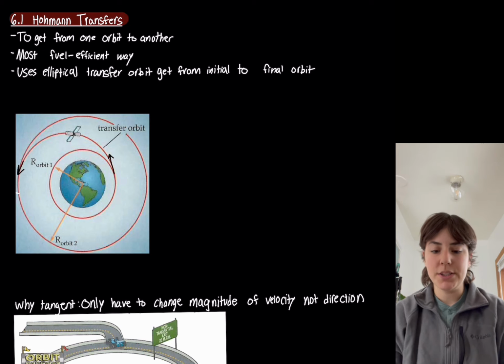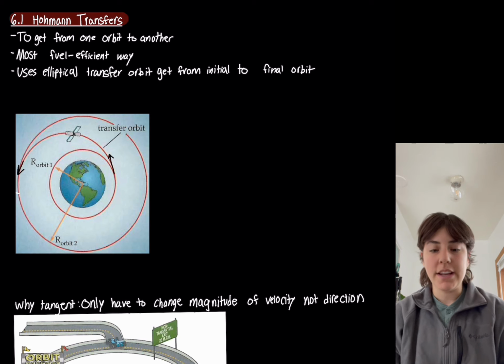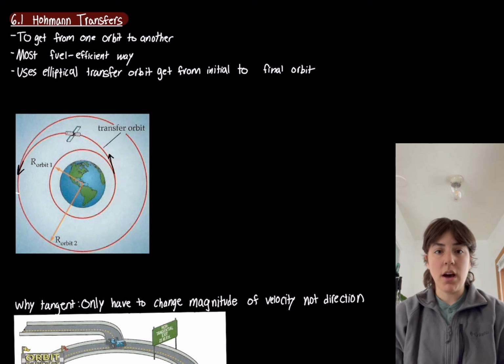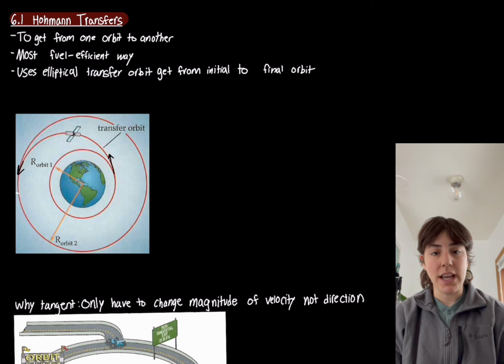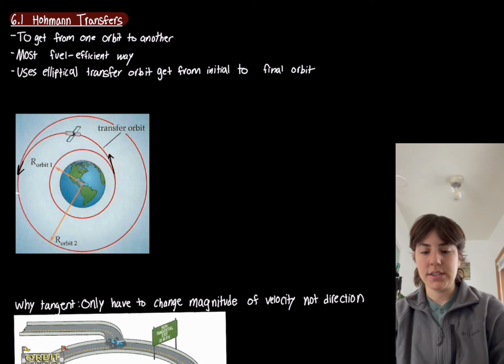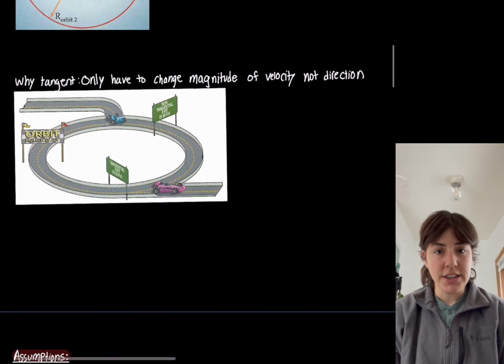You can see in this image that the satellite is currently on the transfer orbit, and the transfer orbit is tangential to both the initial and final orbits. And this is a really key component that would allow us to save fuel. And this is illustrated in this photo.